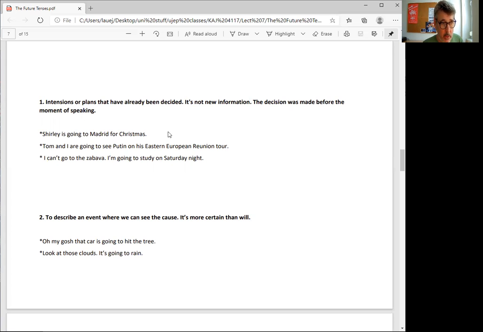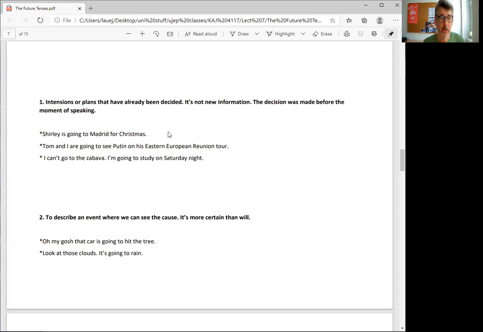"Tom and I are going to see Putin on his Eastern European reunion tour." Tom and I made that decision last week. We didn't decide it right now. So it's planned, it's in my calendar. Or, I can't go to the Zabava.